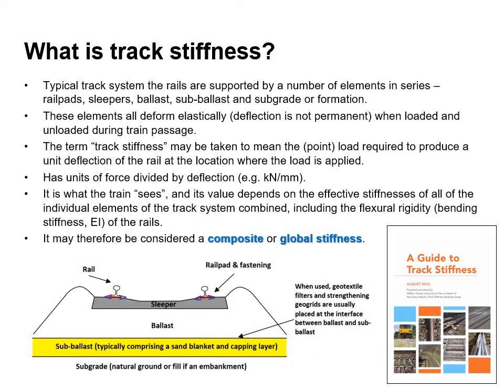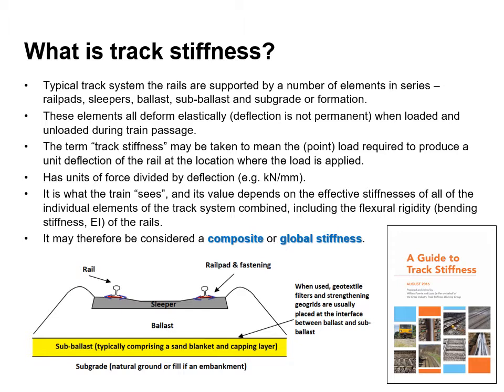So, what is track stiffness? Typically, the track system, the rails, are supported by a number of elements in series, so the rail pads, the sleepers, the ballast, the sub-ballast, and the subgrade or formation. These elements all deform elastically. That is, the deflection isn't permanent, so it recovers back to its original position. This happens when they're loaded and unloaded during the passage of a train.